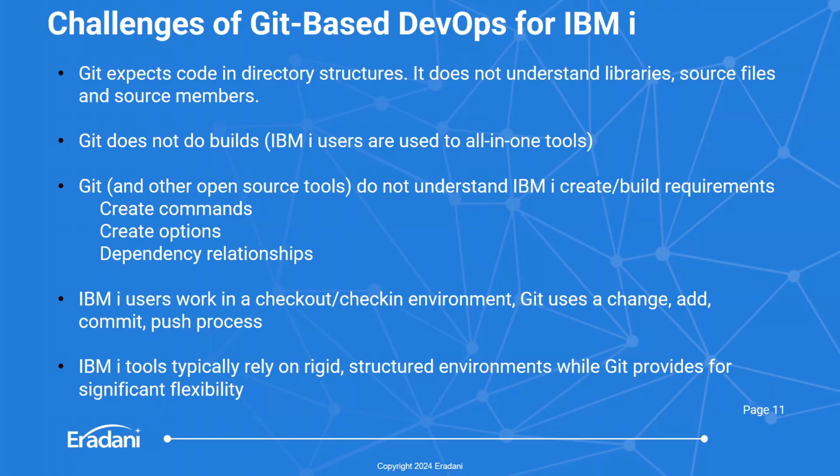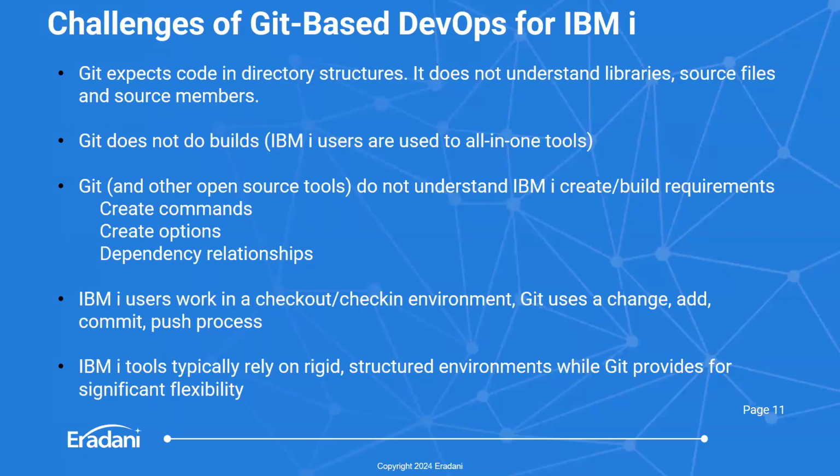And then IBM i users, again, tend to use the check-out, check-in process or check out and promote process, whereas Git uses a process that is a Git add, a Git commit, and a Git push. And I'm going to show you what those processes look like.